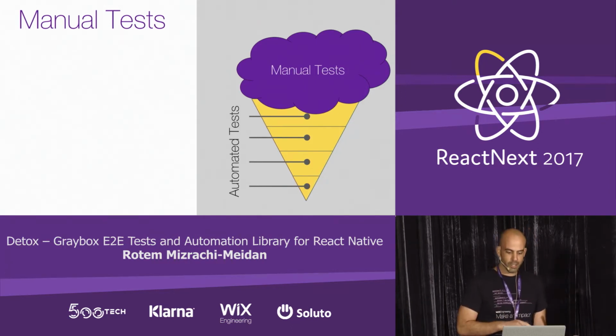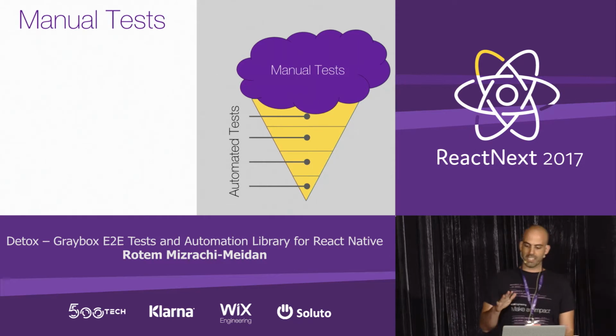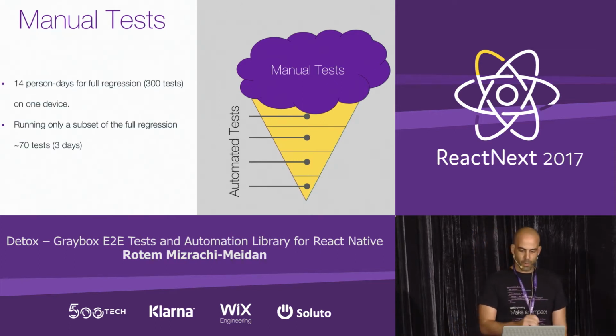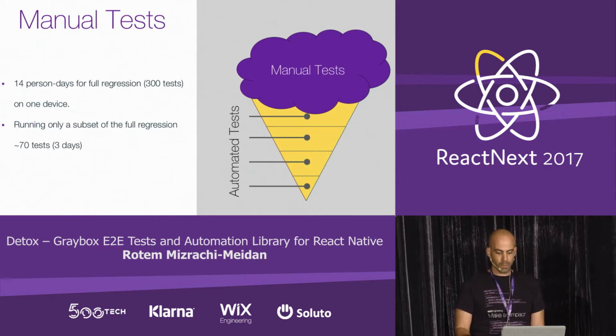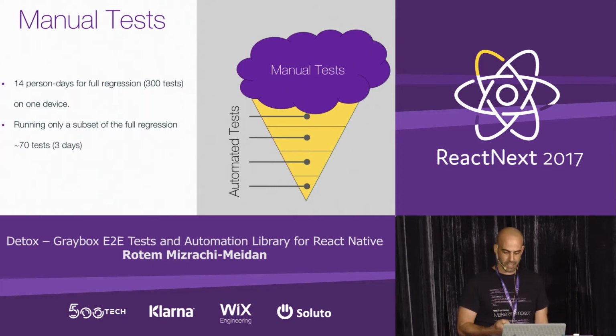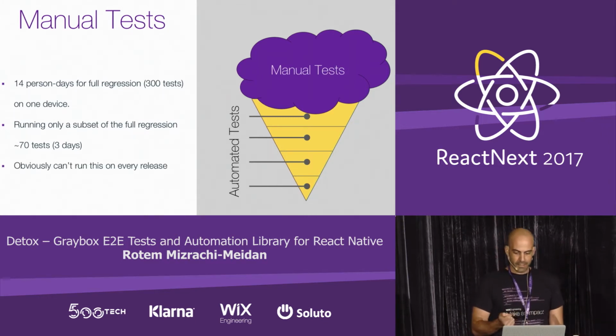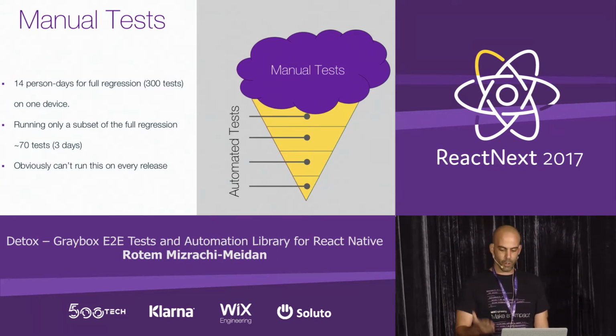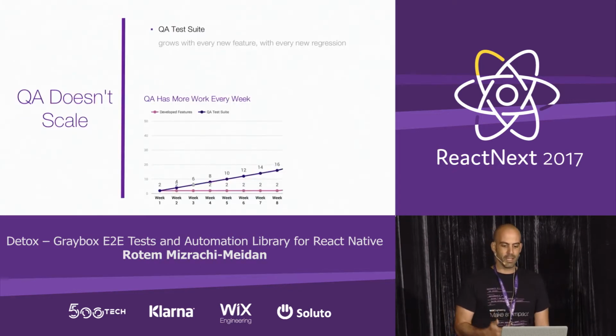Currently, the full regression QA test suite contains 300 tests. And since it's so big, we can't finish testing on time for the next release. So we only test about 70 of them, which also takes a long time, about 3 person days on 1 device. In fact, if we'd run the entire suite on both platforms and just 2 OS versions on each platform, times 14 days per platform, we'll end up with 56 person days for a full regression, but it gets even worse. The main concern is that manual QA cannot scale.